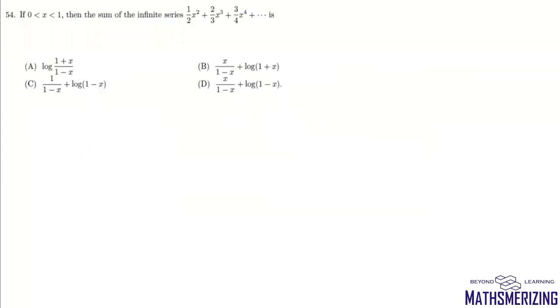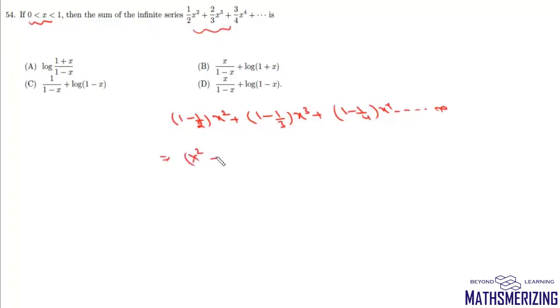Now question number 54 is: if x lies between 0 and 1, we need to find the sum of this infinite series. Now we can write 1 by 2 as 1 minus 1 by 2 into x square, and we can write 2 by 3 as 1 minus 1 by 3 into x cube, 1 minus 1 by 4 into x to the power 4, and this series continues up to infinity. We can write this as x square plus x cube plus x to the power 4, and then minus x square by 2 plus x cube by 3, and this series also continues up to infinity.